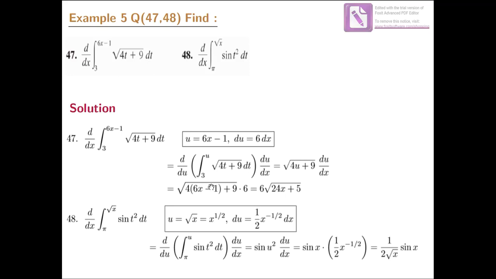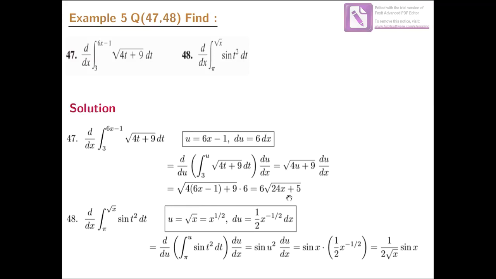Now we have the integral of square root of 4t plus 9, where t goes from 3 to u, replacing 6x minus 1 by u. So now this form is the original form of the fundamental theorem of calculus. This will be the same function, square root of 4t plus 9, just replacing t by u. So we get square root of 4u plus 9 multiplied by du over dx. What is du over dx? du over dx is equal to 6. So this will be equal to square root of 4 times (6x minus 1) plus 9 multiplied by du over dx, which is 6.